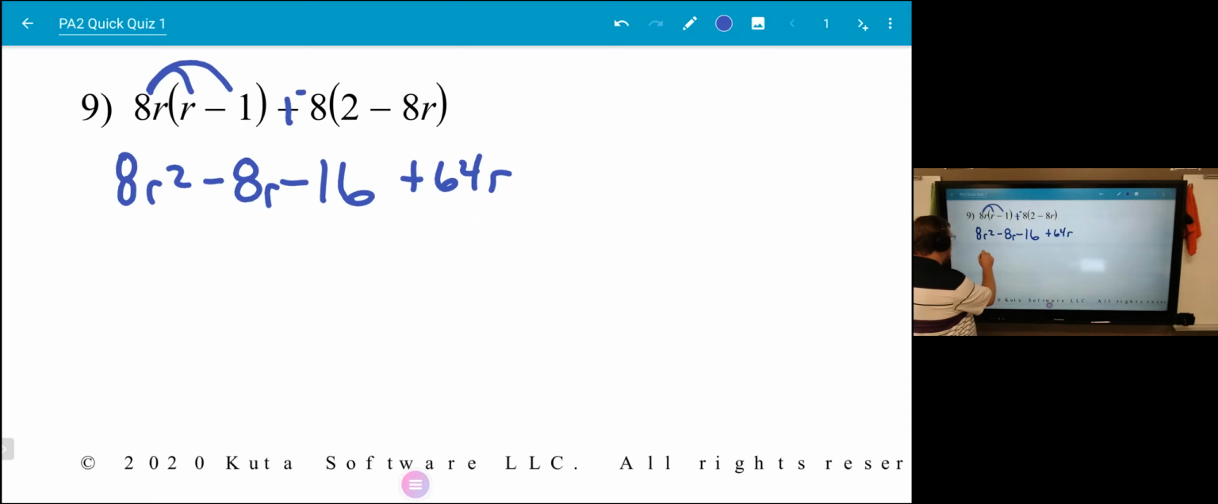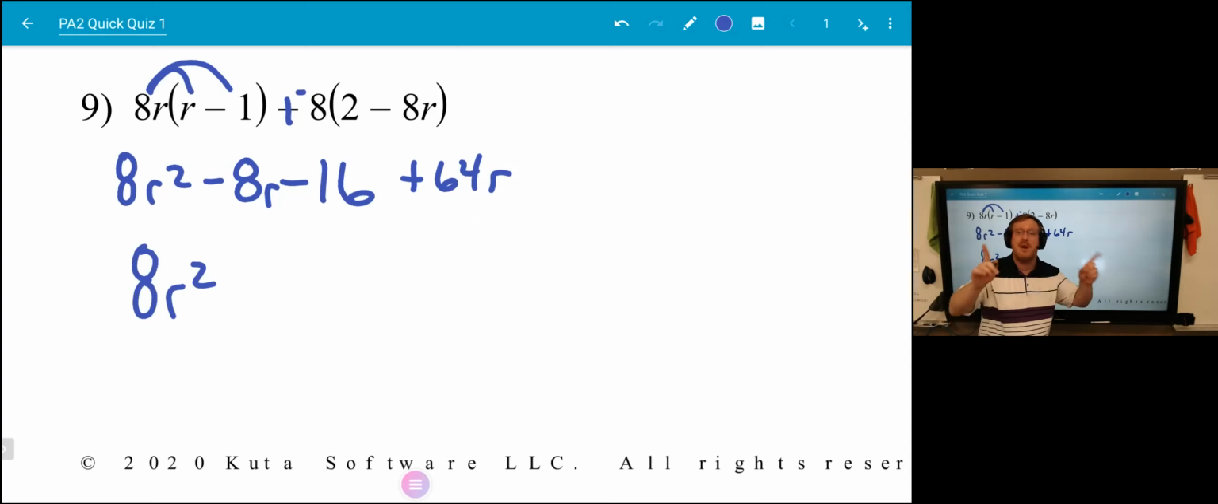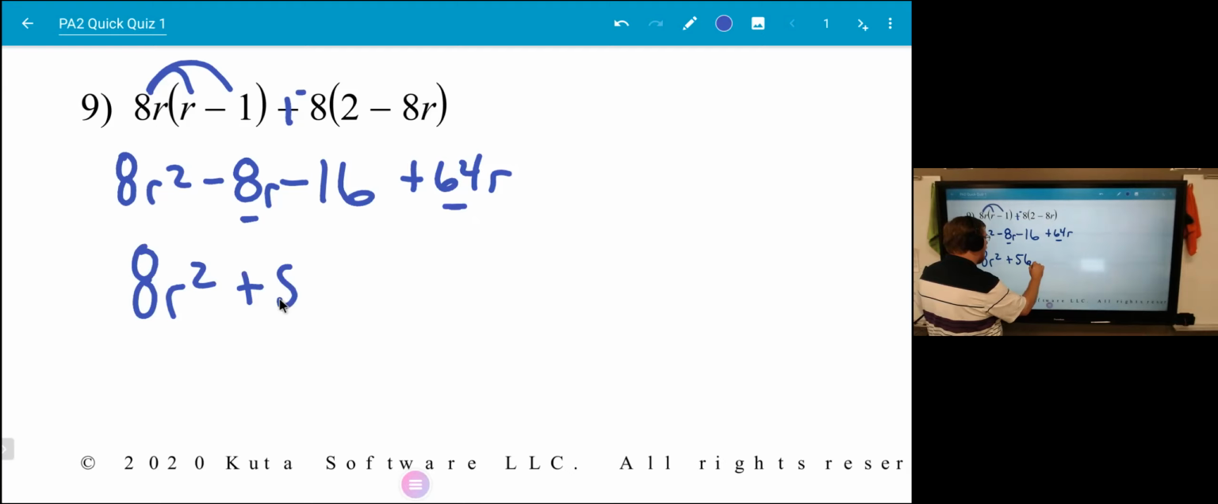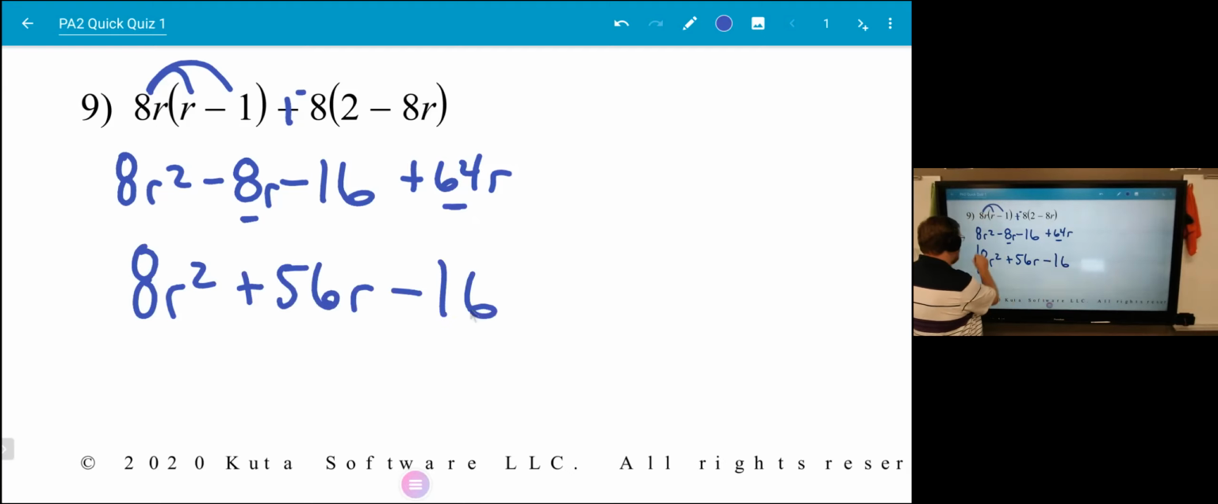All right, 8r squared. Again, this is one of those times you've got r squared and r. They're the same variable, but they don't have the same exponent, so you can't combine them. 8r squared, I've got a negative 8r, positive 64r. This becomes plus 56r. Then this minus 16 was just hanging out. Got nothing else to combine with it.